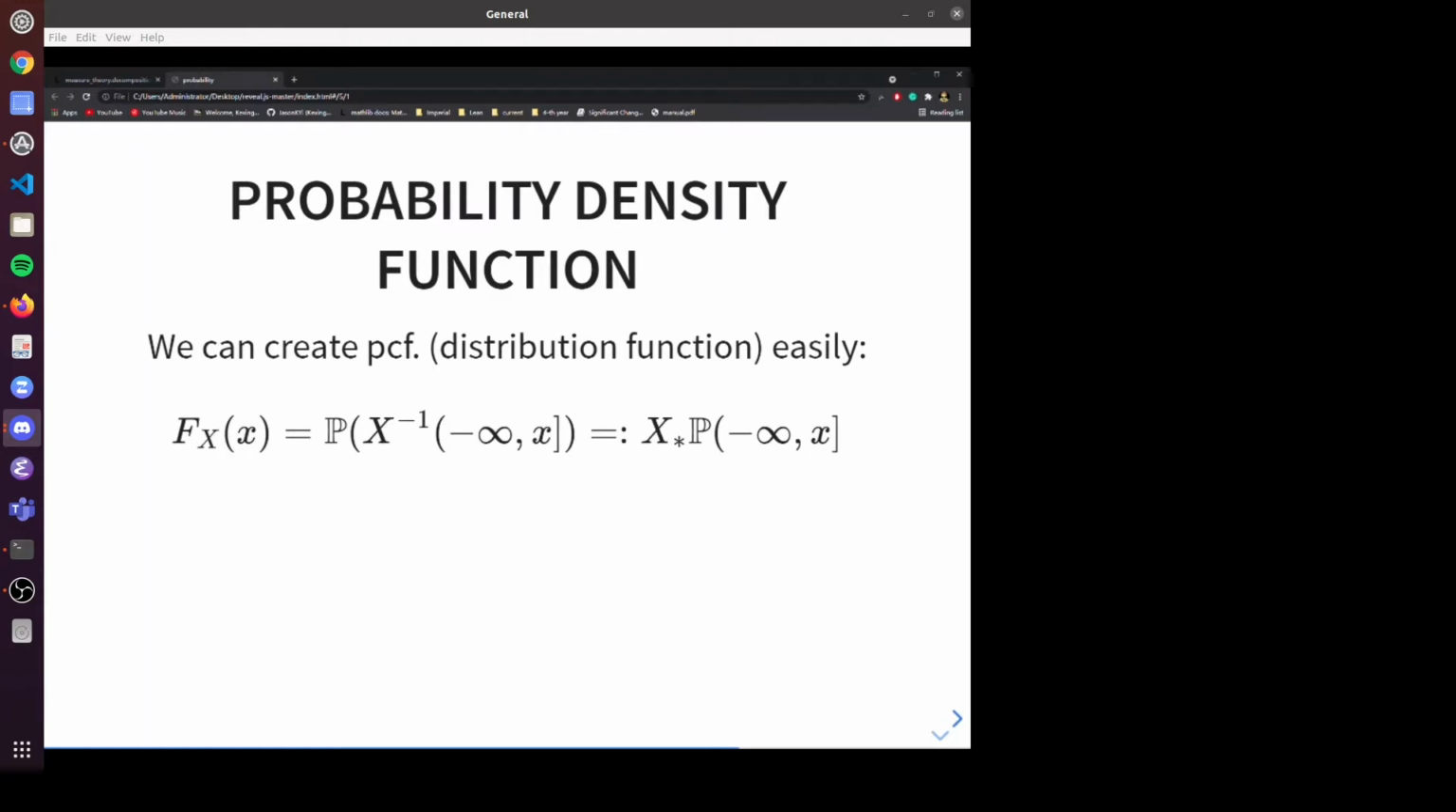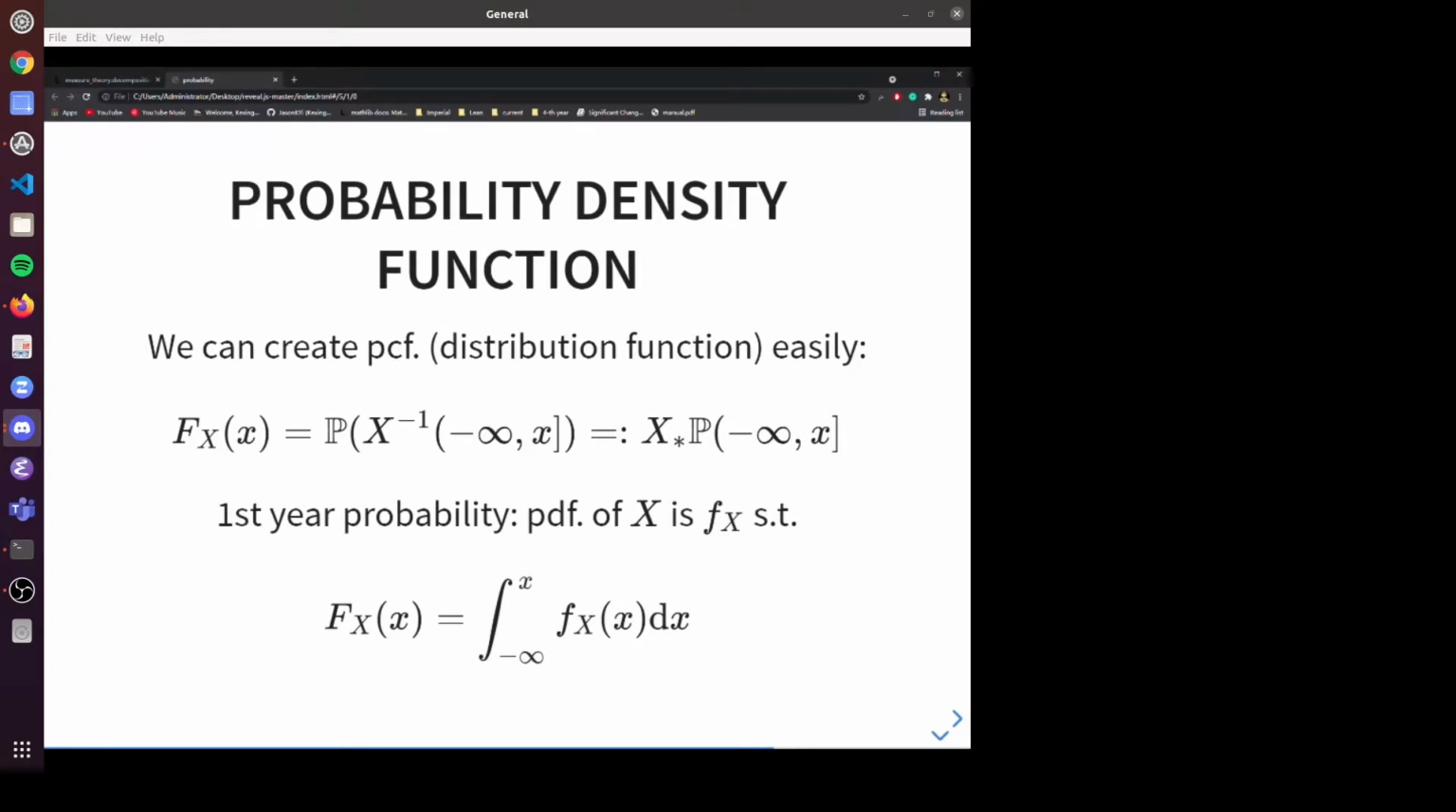So what's the deal with the probability density function? Well, we know what the cumulative distribution function is. It is quite simple. It's just the probability measure on the pre-image of the set from minus infinity to some x, where x is a variable, right? It is easy to see that the pre-image forms a measure, and we call this the push-forward measure, and we denote that by this little star here, where X star P denotes the push-forward measure. So this is how we define the cumulative distribution function.